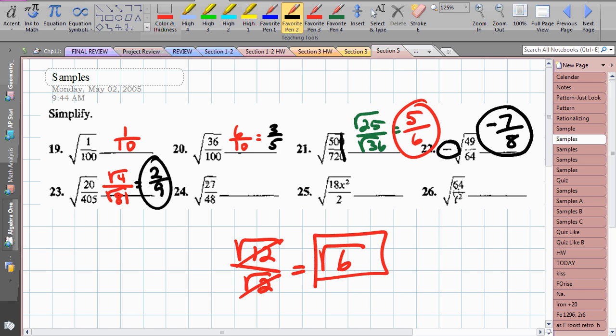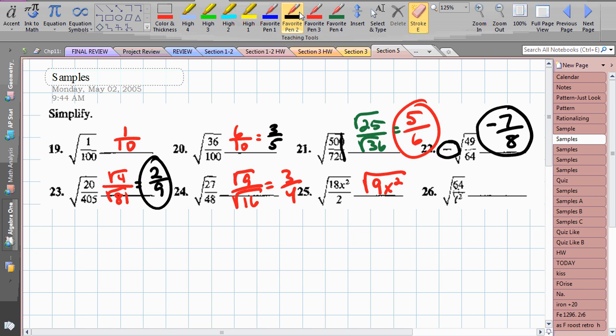The next one in here, I'm thinking the number 3 goes into both of these evenly. Radical 27, well, 3 goes into that evenly, we get radical 9. And 3 goes into 48 16 times, so this is going to turn into 3/4. This next one in here, notice radical 2 goes into radical 18 9 times, so this is another way to say radical 9x squared. And what is that answer? That turns out to be 3x. We learned that from a previous section or two.